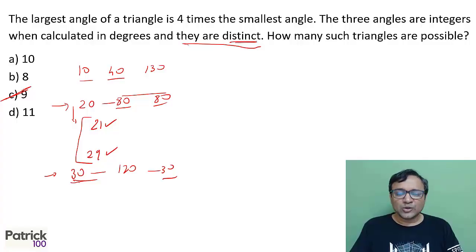So just substitute values which are easy to calculate, and then you get approximately a range in which it will satisfy. And then you can find out the number of triangles that are possible.